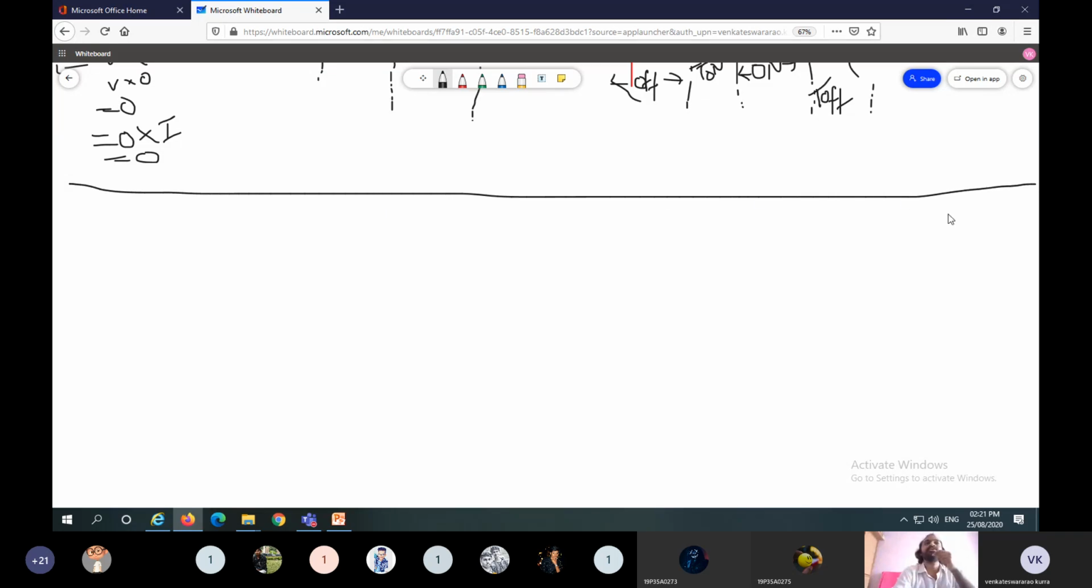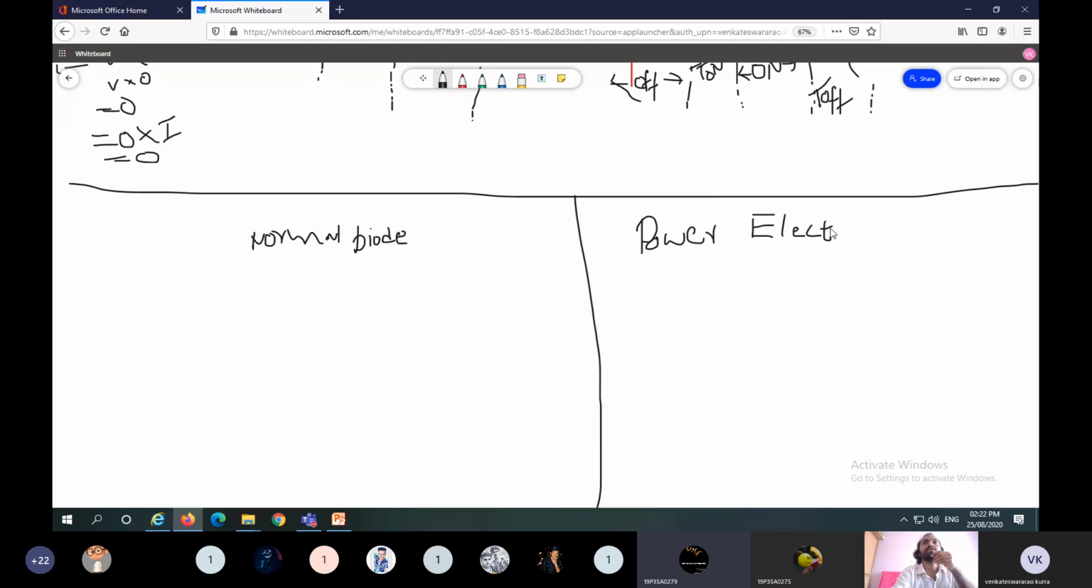Now we will consider the difference between a normal diode and a power diode. What is the difference between conventional electronics and power electronics? Power electronics are used at high ratings, sir. High power ratings. Power electronics are used for high power applications or high power ratings, and conventional electronics are used only for low power applications.